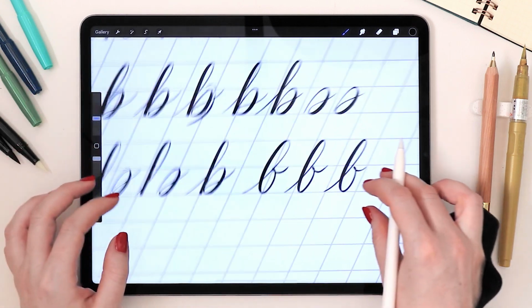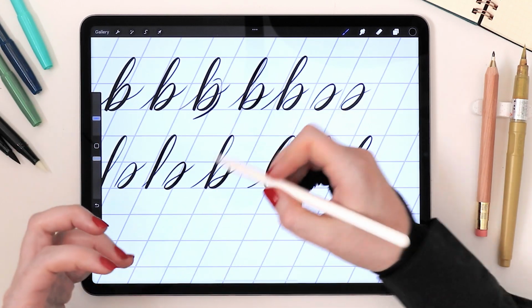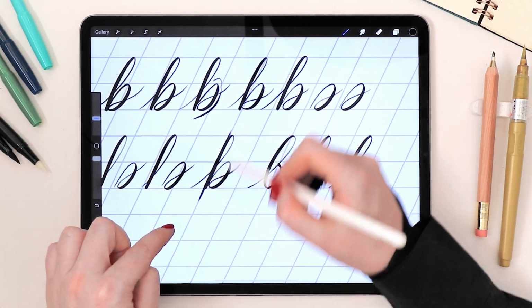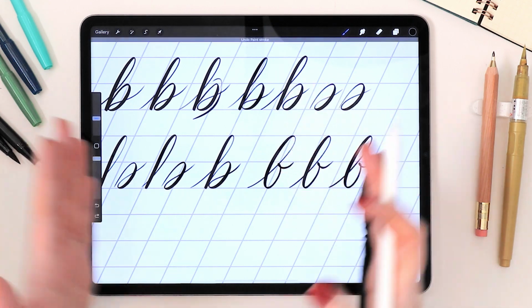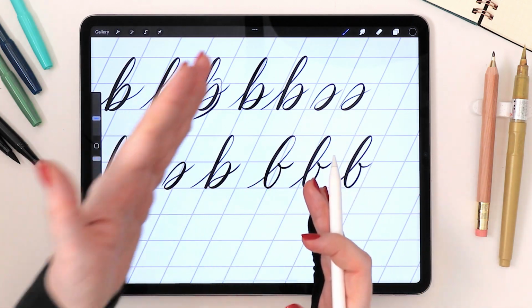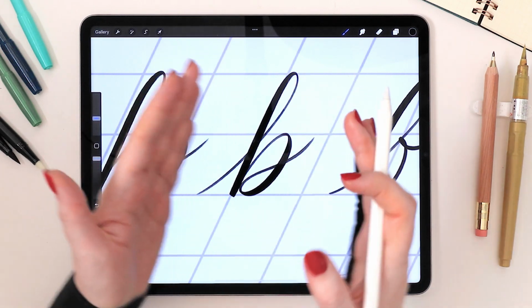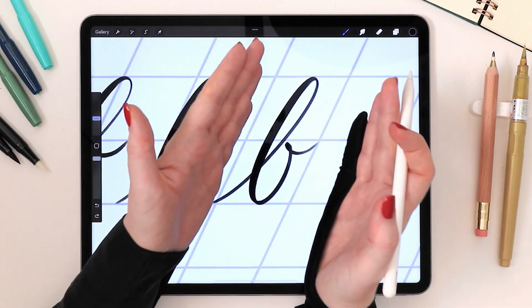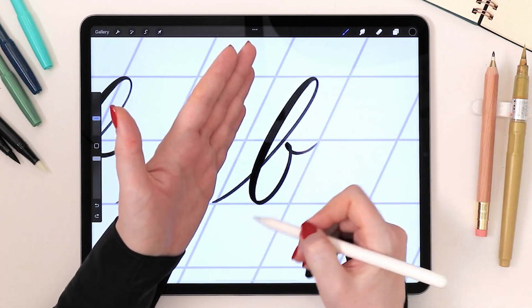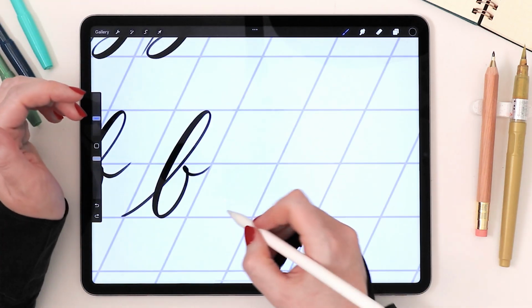Personally, my preference leans towards this B because I like that this B contains 2 downstrokes, giving it equal weight on left and right. You have a thick downstroke here and here, so both sides feel evenly weighted. Whereas on this B, you have only 1 downstroke and this is just an upstroke.